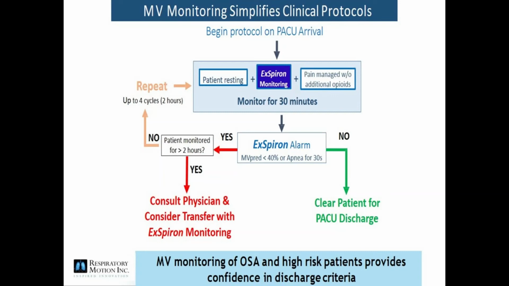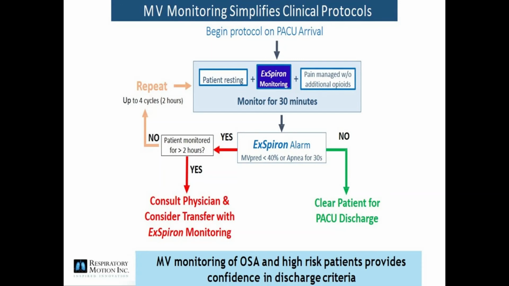ExSpiron data can drive simplified protocols to help with risk stratification and patient triage for timing of discharge and level of follow-on care. In some institutions, it's mandatory that obstructive sleep apnea patients stay in the PACU for an extended period of time. In this sample flow chart, patients are risk stratified by the ExSpiron.